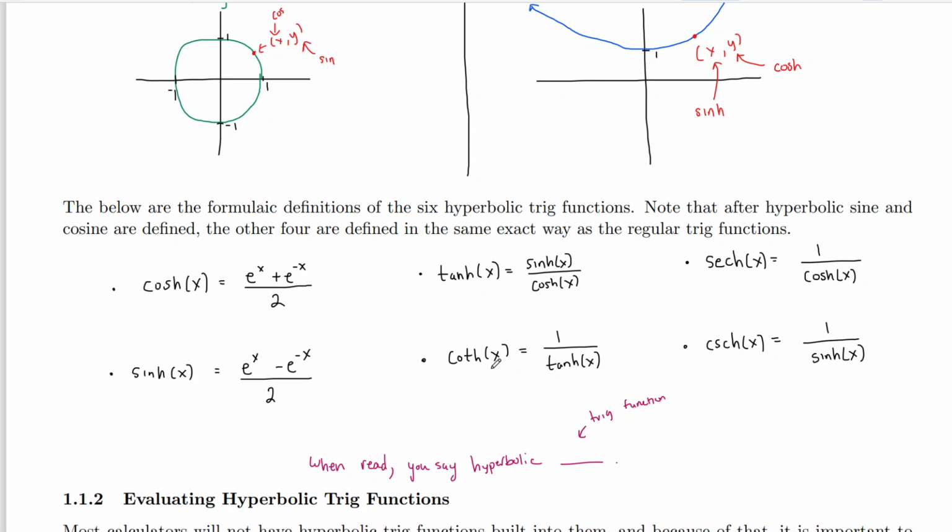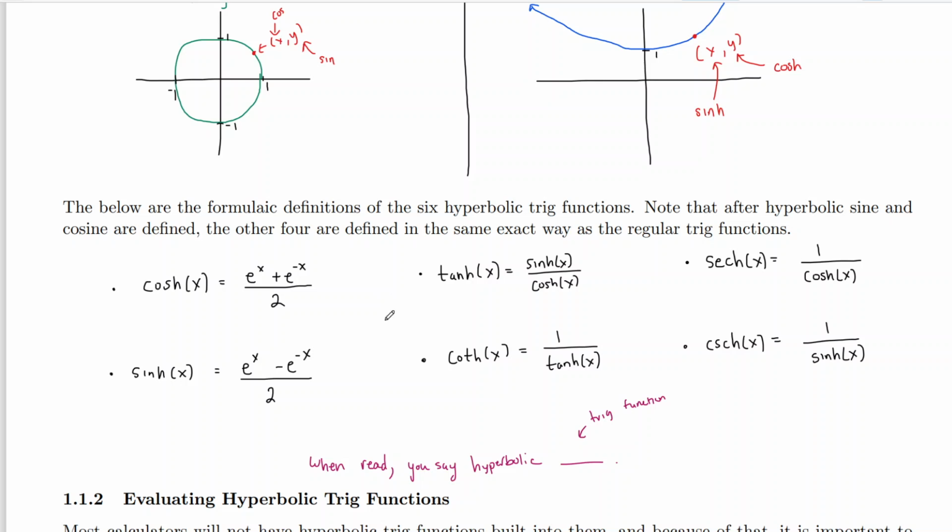Hyperbolic cotangent of x, which looks like coth of x, equals 1 over hyperbolic tangent of x. Hyperbolic secant of x, notice that the only pattern is that all the trig functions are the first 3 letters and then we're putting an h. The hyperbolic secant function is 1 over the hyperbolic cosine function, and the hyperbolic cosecant function is 1 over the hyperbolic sine function.